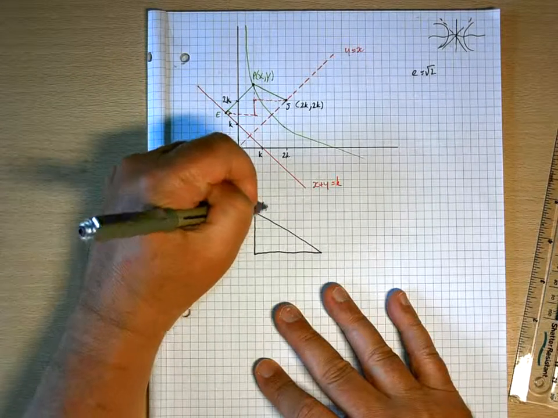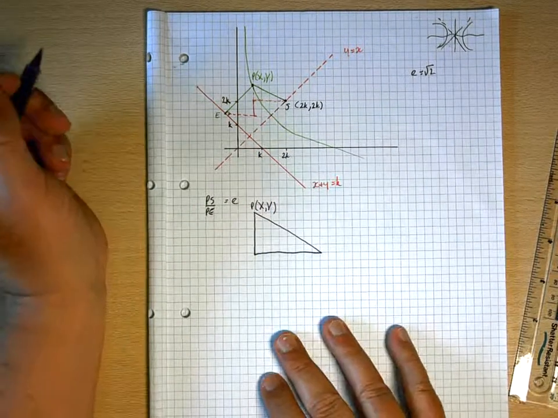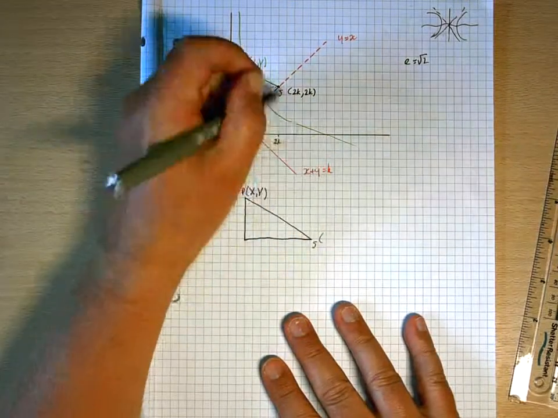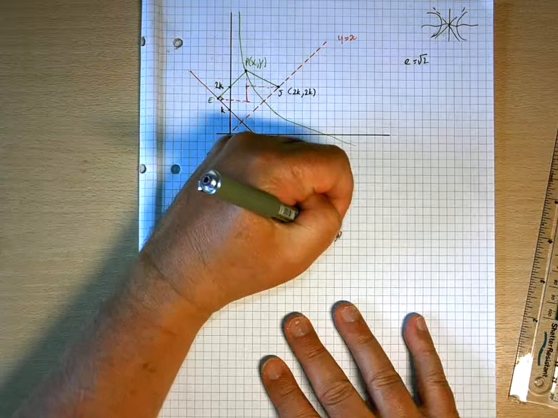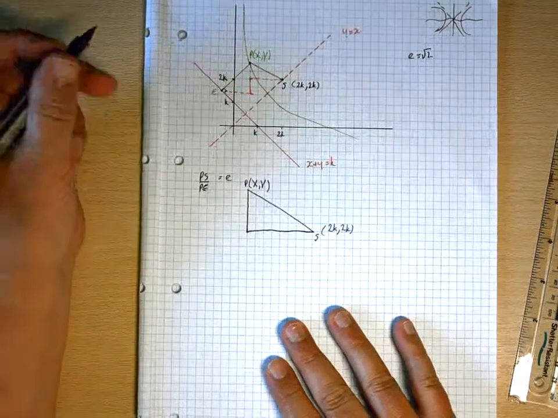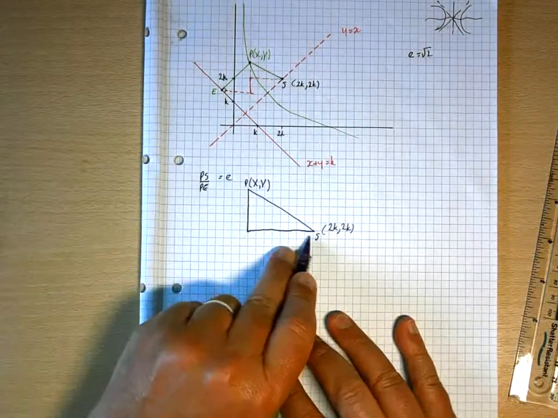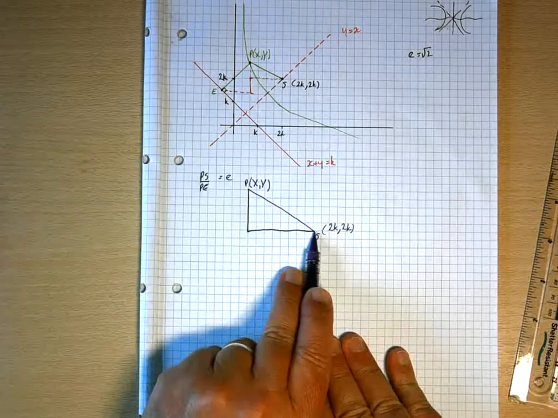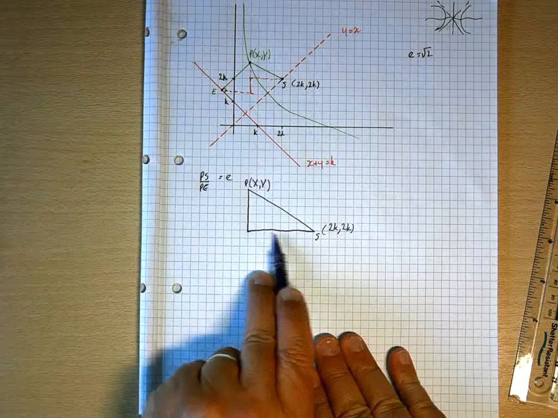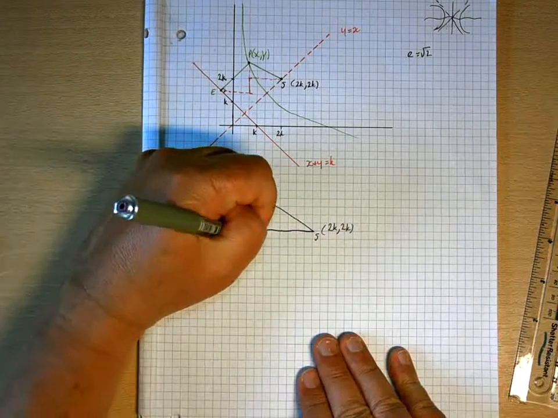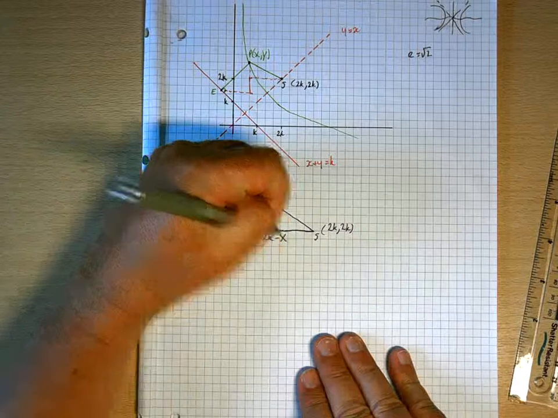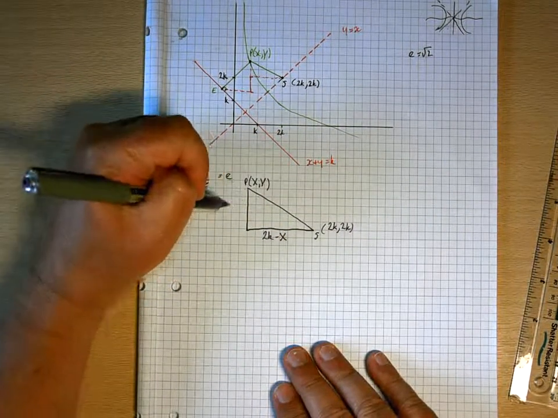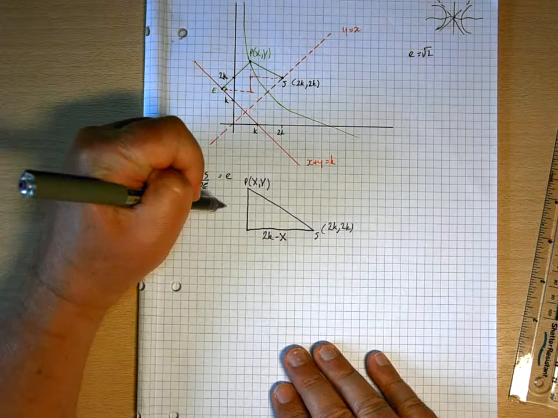So that's P, and I call it capital X, capital Y. This is S, which has got the coordinate 2k, comma 2k. So I can use those coordinates to work out what this horizontal distance is going to be. It's going to be 2k from the origin there, x from the origin there, so that distance is going to be 2k minus x. And similarly here, we're going to have y minus 2k.